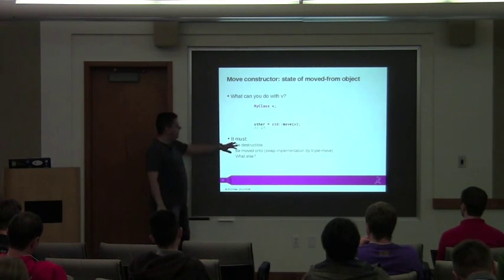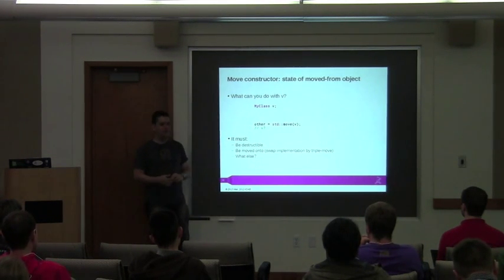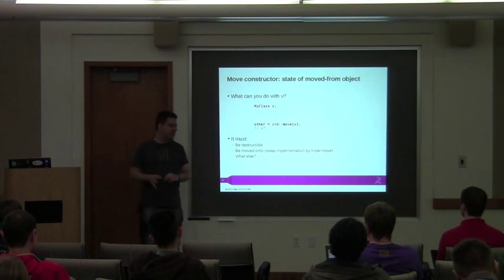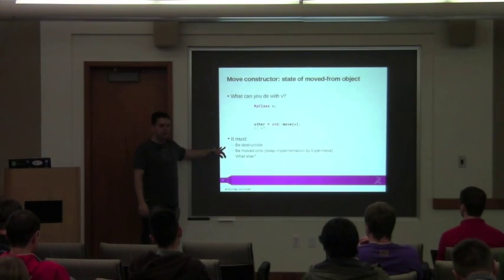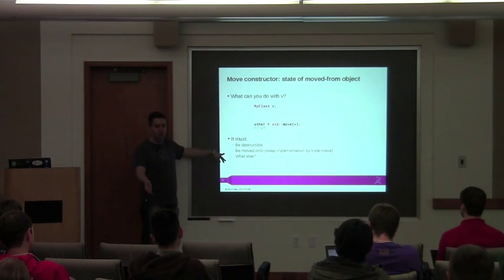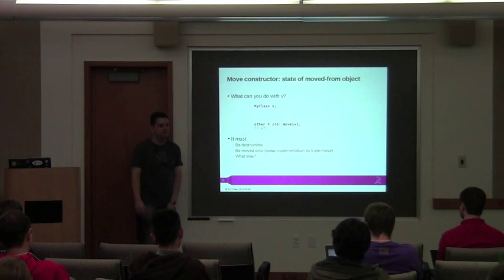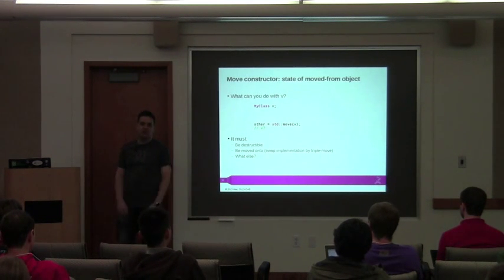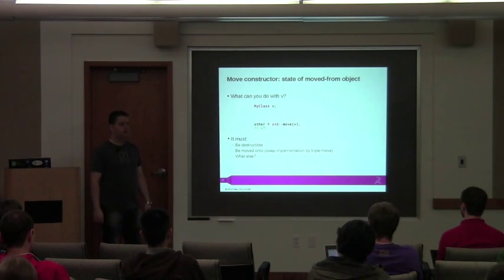Sure, I can leave my object in an undefined state. In most cases, after the move, this undefined state must at least be destructible, because that variable is going to go out of scope, and must be moved on where I can move something into it again to make it a known state. But what else? At this point, I think the answer is we're figuring out, everybody together.